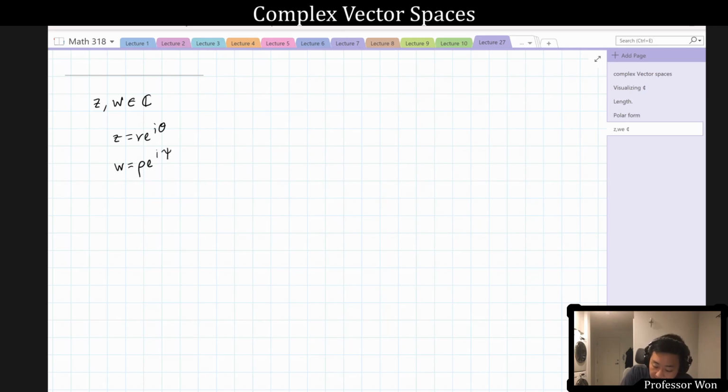then the product behaves as you would expect. If you were to multiply these together, you would have r times rho e to the i theta times e to the i psi, but that would be r rho e to the i theta plus i psi, which is r rho e to the i (theta plus psi). Okay, you could actually prove this.